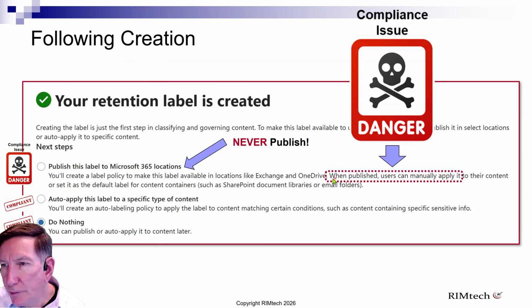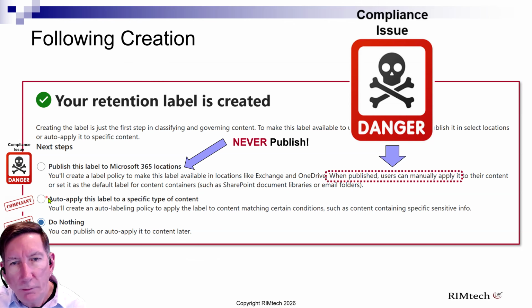Look, it even says right here, when published, users can manually apply it. That's exactly what we don't want. Again, you make this mistake once, you're only allowed one mistake. If you publish one label, you're done. You're toast. Now the button is awake, and now every user can pick any label and apply it to anything for any reason, and you can do nothing about it. That will destroy your compliance completely. So do not go there.